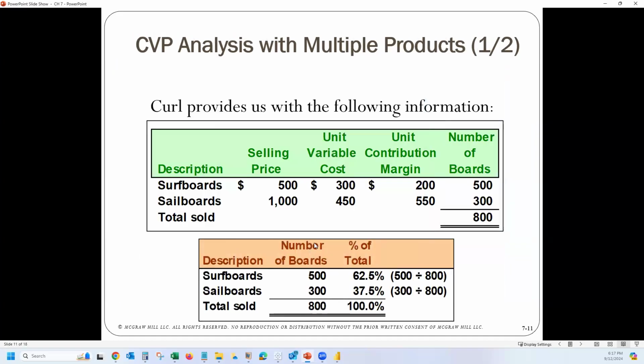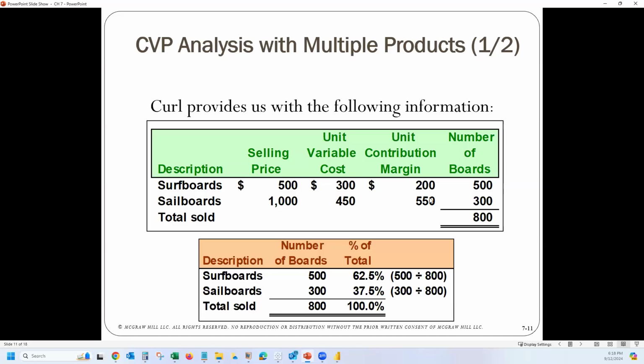Now, in this example here, let's assume that the selling price for the softboards is $500, as we looked at earlier. For the sales board it is $1,000, and then the variable cost for the softboards is $300, as we did earlier, and for the sales board it is $450, which means the contribution margin for the softboard is $200 and the sales board is $550.